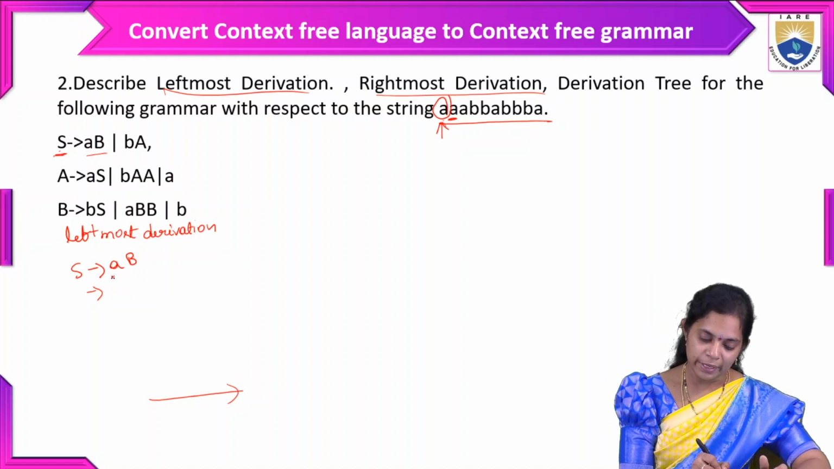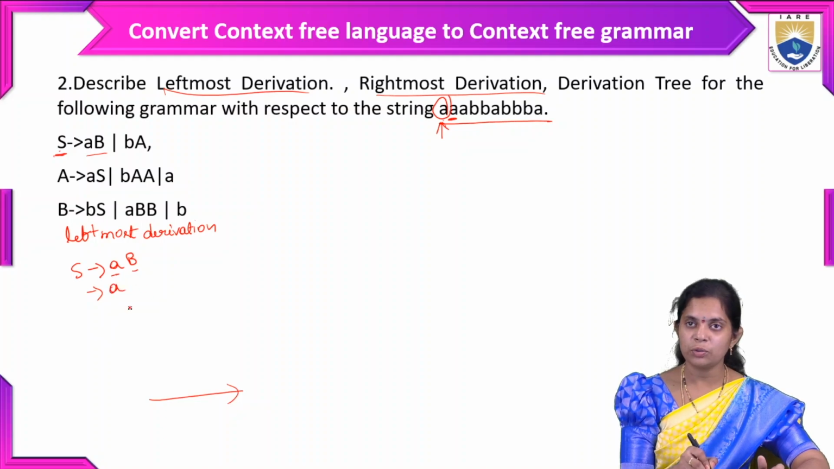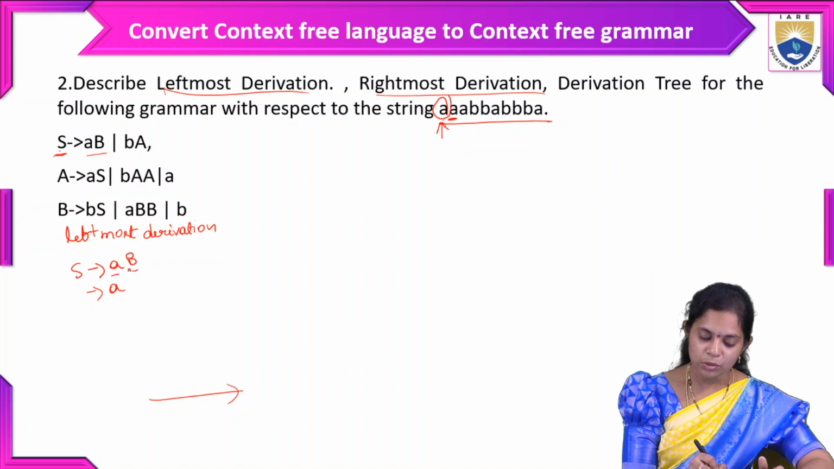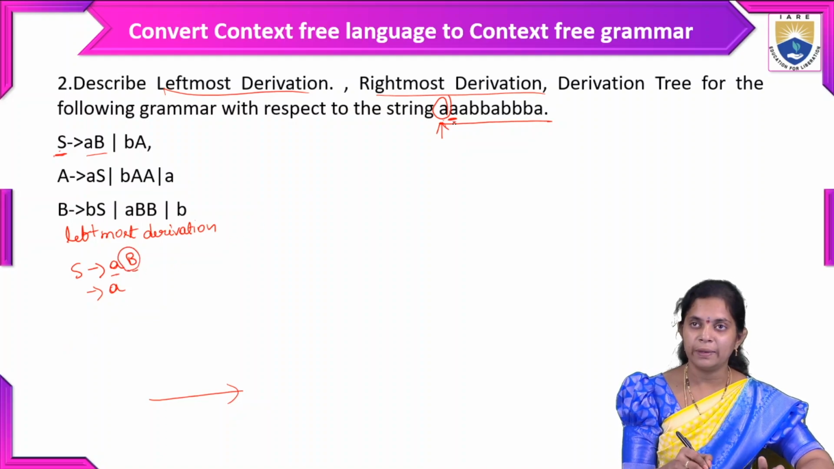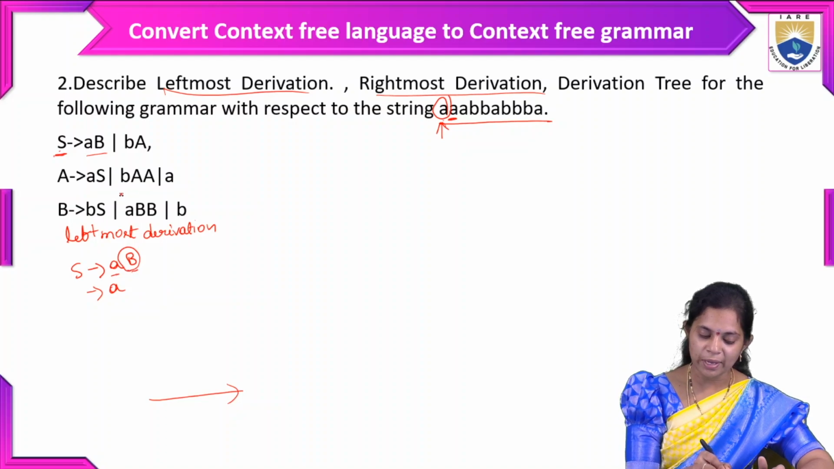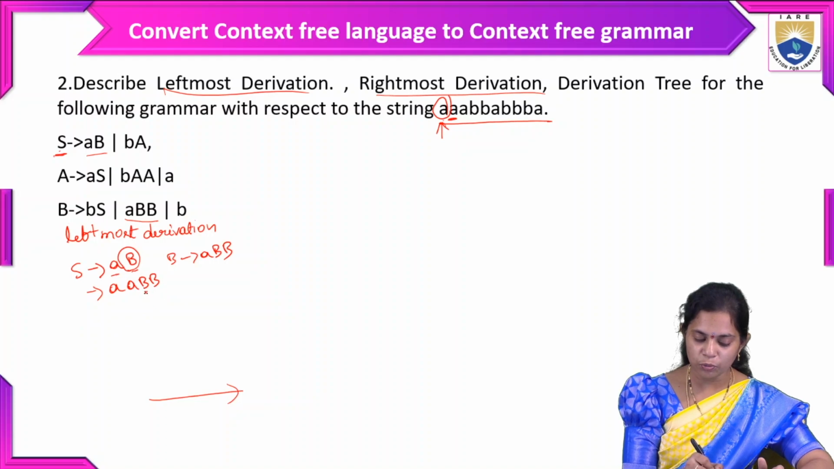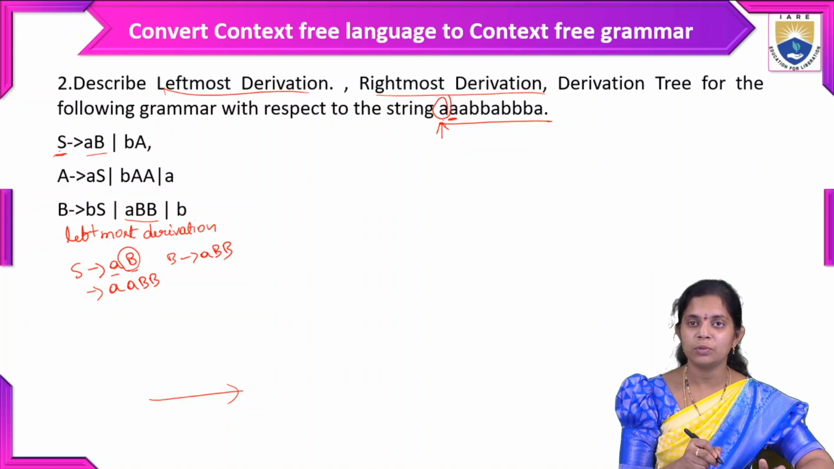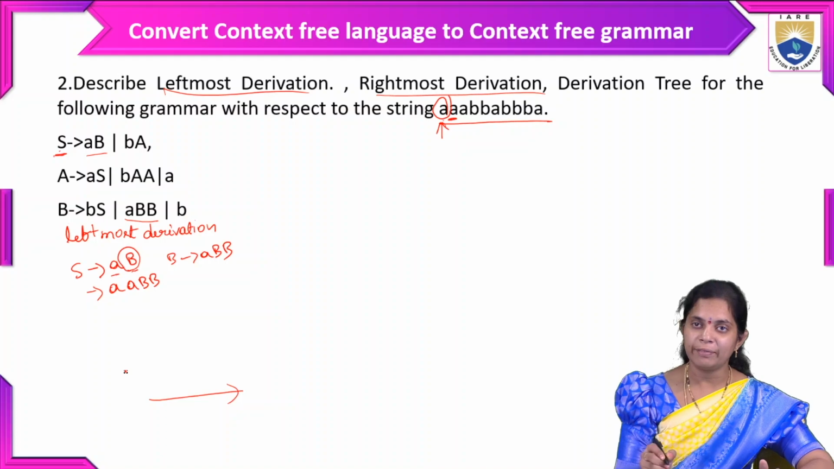So here we have only a terminal A, and the next one is a non-terminal that we need to substitute. Only one B is there, so we need to substitute the B value. What do we have to do to get one more A? If you substitute B with A, B, B, we will get one more A. So B tends to A, B, B. Leftmost derivation means we start from the left hand side, and whatever non-terminals are there, we substitute those from the left hand side.